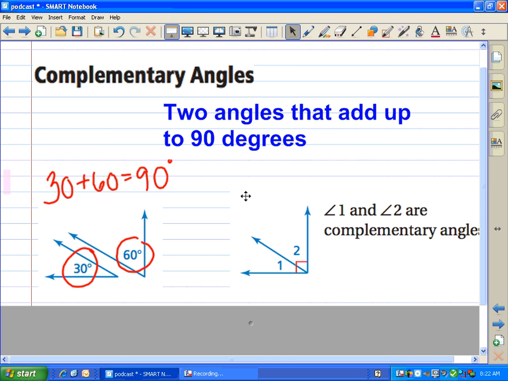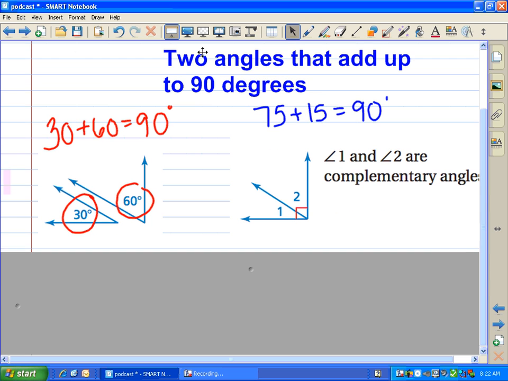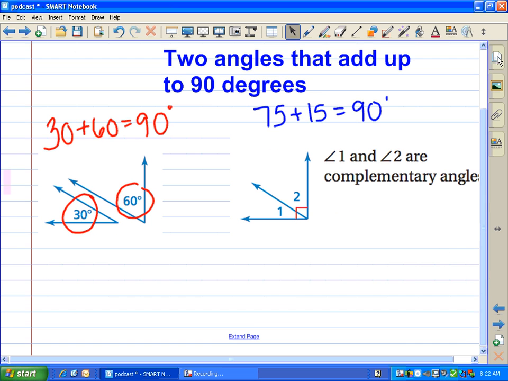So for example, if you had two angles and one of them was, let's say, 75 and the other one was 15, if we add 75 and 15 together, that should give us 90. These would be complementary also. Two angles that add up to 90 degrees. Next slide.